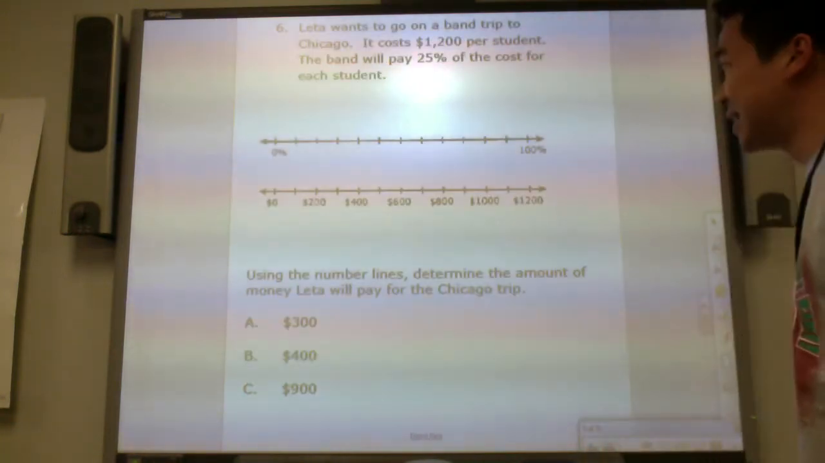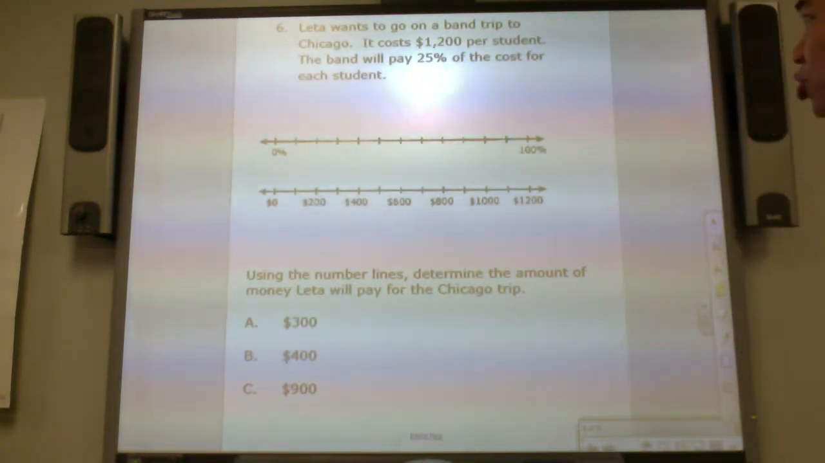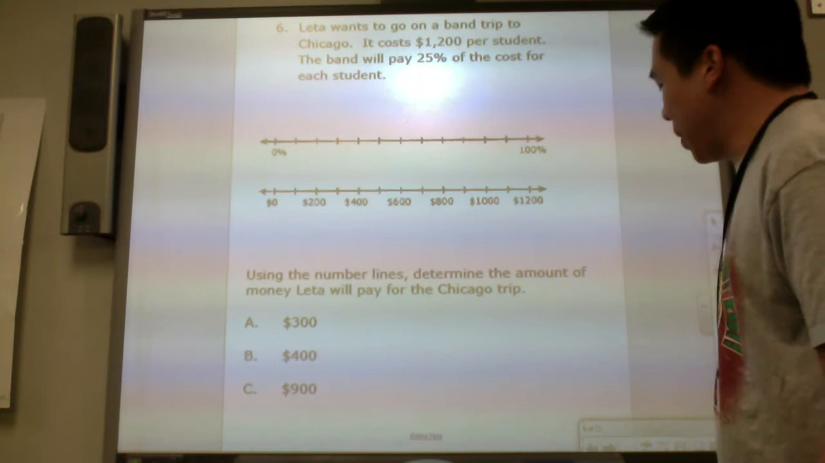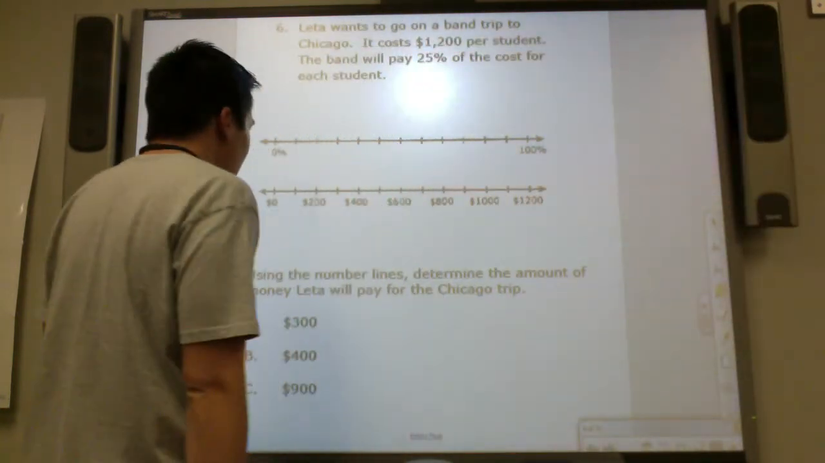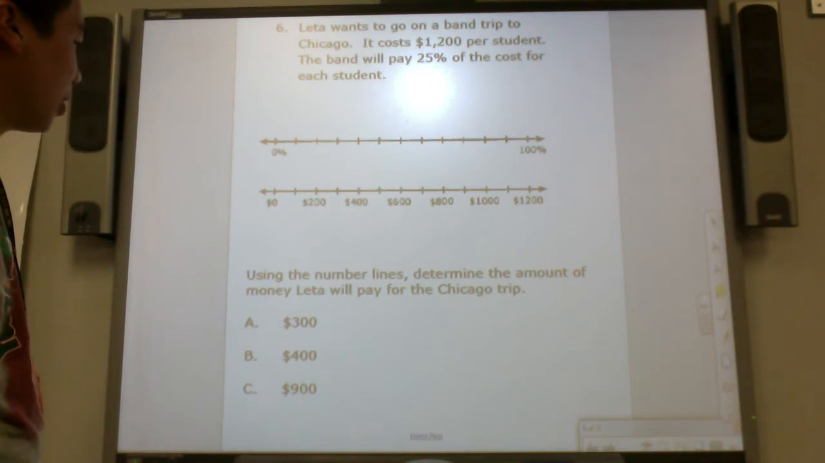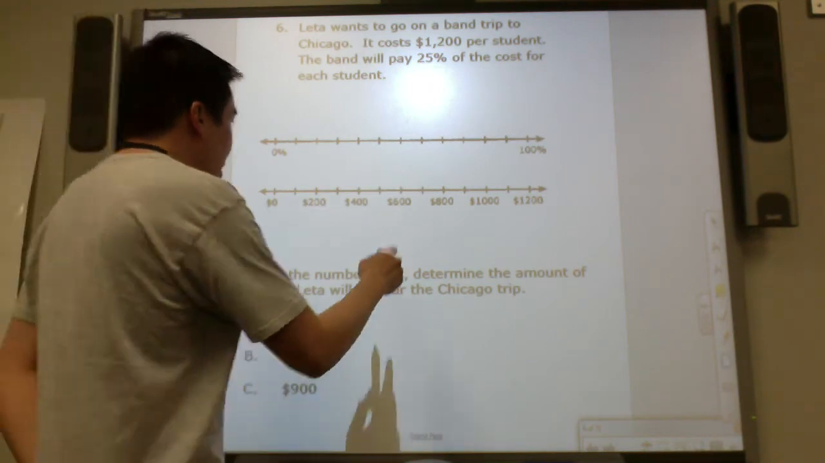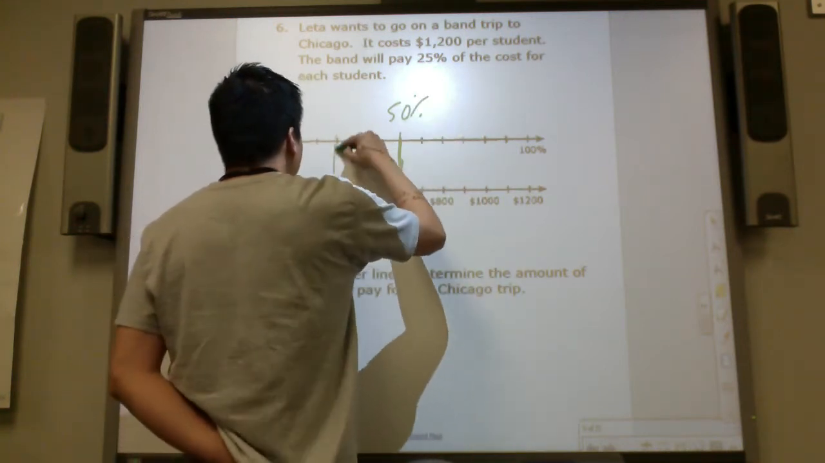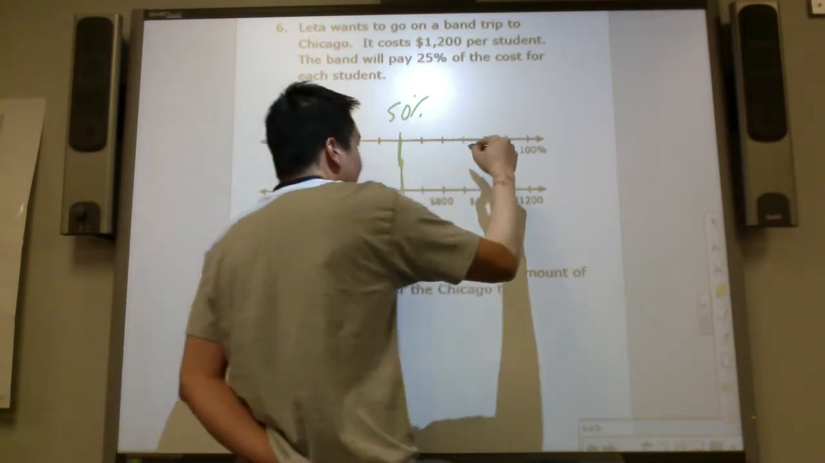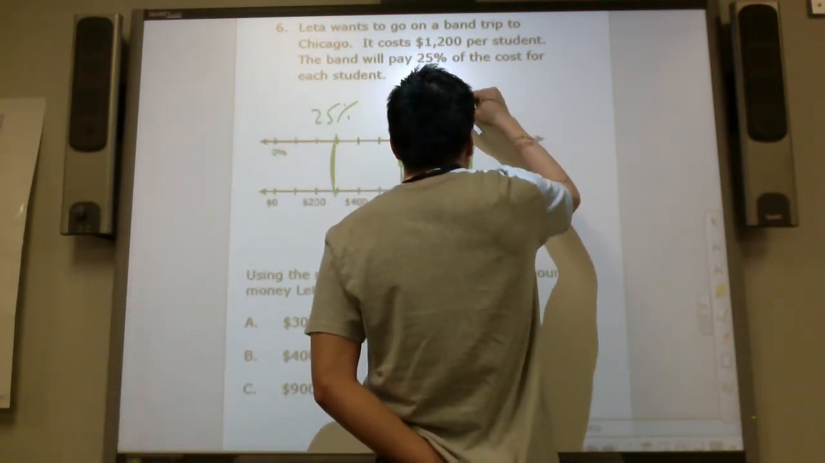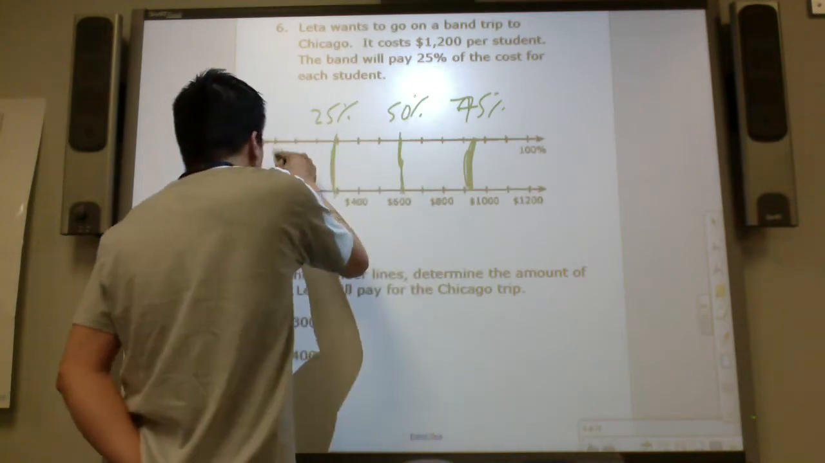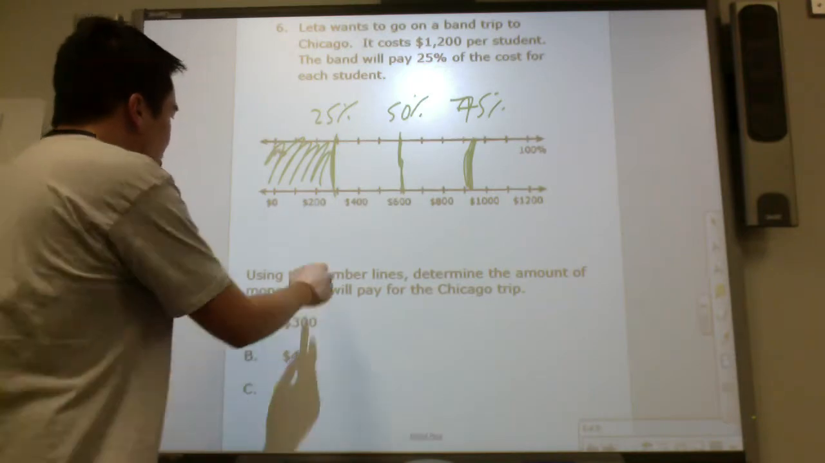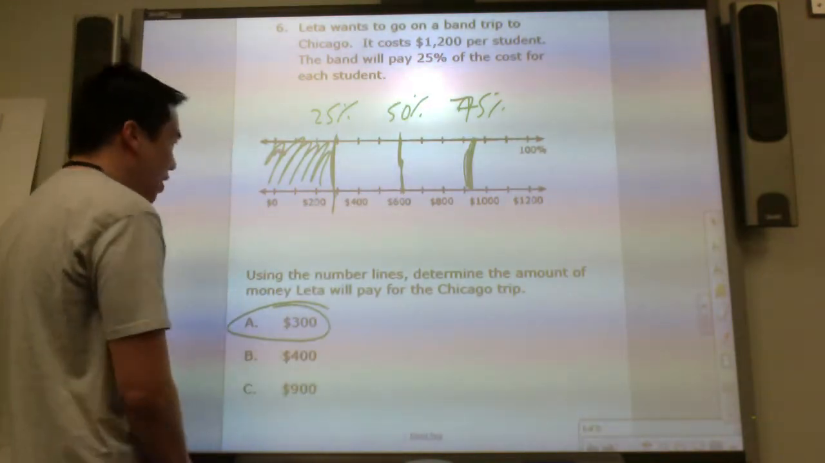Next question. 6. Leta wants to go on a band trip to Chicago. It costs $1,200, which is 100% of the cost per student. The band will pay 25% of it. Using the number line, determine the amount of money Leta will pay for the Chicago trip. So we know right here represents 50%. So we know right here represents 25%, and right here represents 75%. So the band will pay 25% of the 100%. So what's between $200, $400, $300?